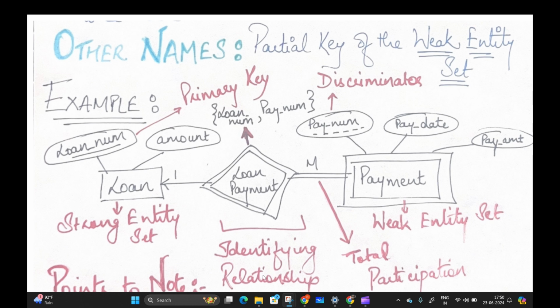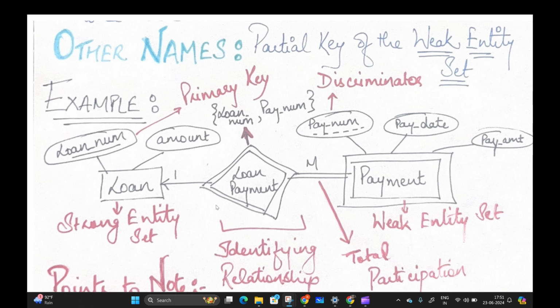Now this is a special relationship. Why is it called identifying relationship? Because it helps in providing identity to the weak entity. Okay, it provides identity to weak entity. How does it provide identity? Now payment number was getting repeated. We were not able to differentiate all the records. So what did we do? We combined the loan number with the payment number.